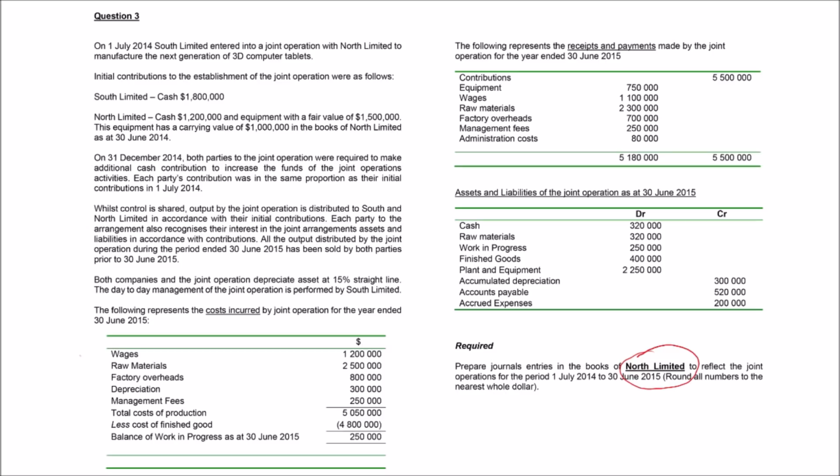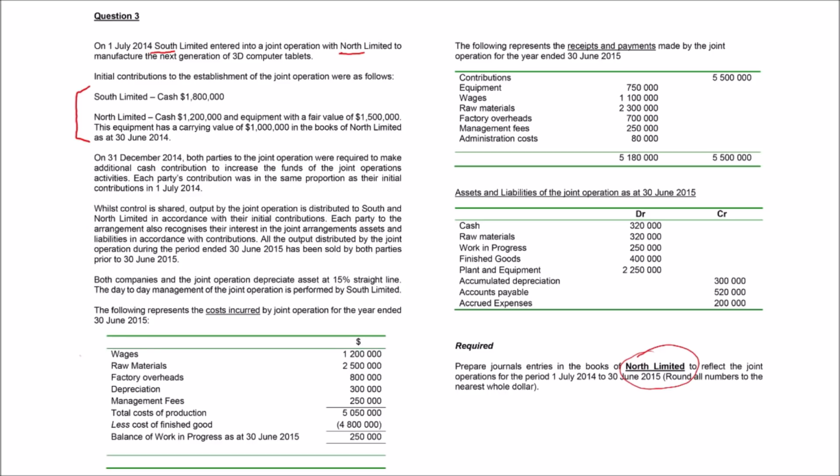Then we go back to the question. As you can see, we have South Limited and North Limited in this joint operation agreement. As you know, there are two types of journals that we need to prepare for joint operation. The first type is contribution journal. The second type is year-end allocation. But before we do that, we have to make sure that we know about the percentage of contribution that the joint operators provide.